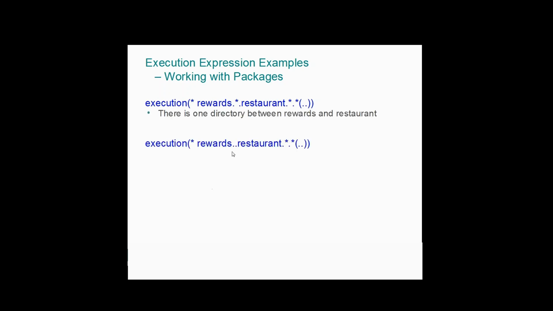So what does this say? There's a dot dot here. Different packages. Yes, in between rewards and restaurant, starting with rewards and ending with restaurant, I have 0 or more folders, multiple folders between these two. Inside that restaurant, you have a class, and all the methods which take 0 or more parameters and return any object.